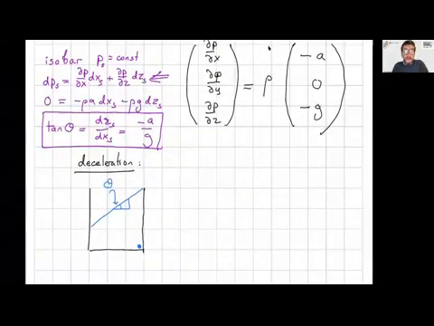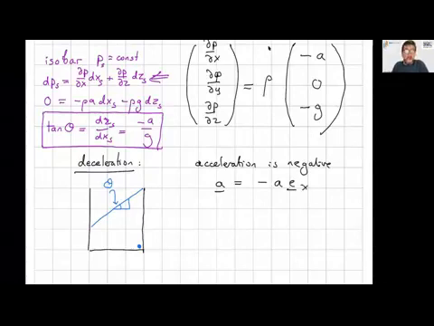So a good exercise, if you want to just think this through, is to consider the case of deceleration now. So now the acceleration is negative. And so we might write that the acceleration is minus a times e_x. And you should work this through. And now you'll see that when you decelerate, the liquid piles up at the front of the glass.